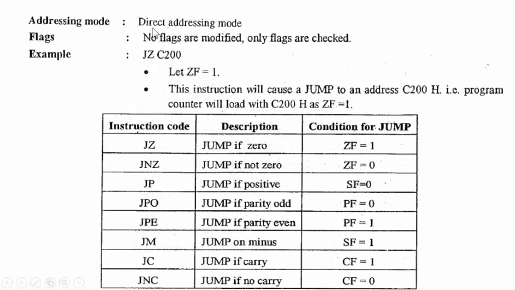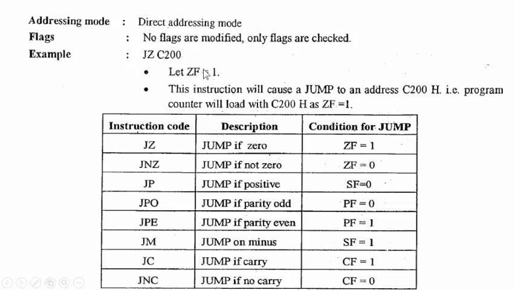Addressing mode is the direct addressing mode, because after the jump instruction, in the jump mnemonic you will find this 16-bit address. Flag bits are not modified, only they get checked by the microprocessor. For example, suppose JZ C200X. So JZ means jump if zero flag set.